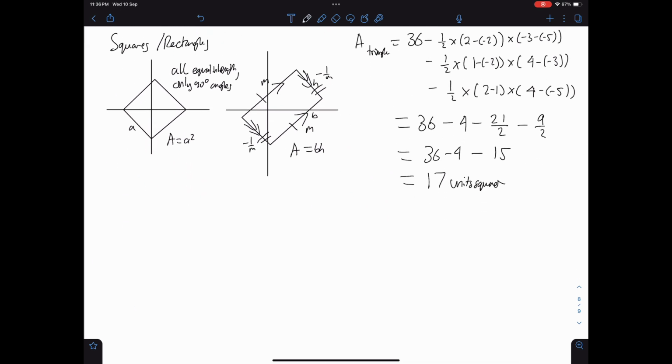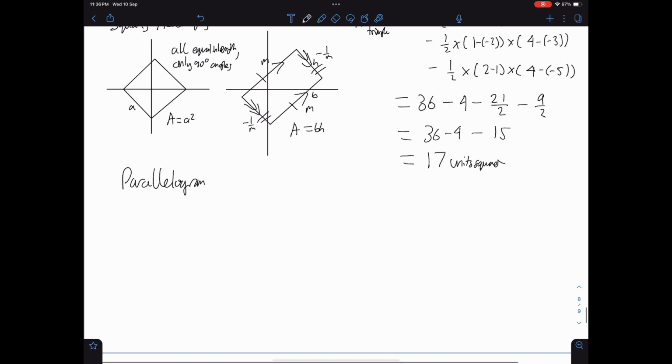The next quadrilateral we will be talking about is the parallelogram. And a parallelogram is just a quadrilateral with 2 pairs of parallel sides.